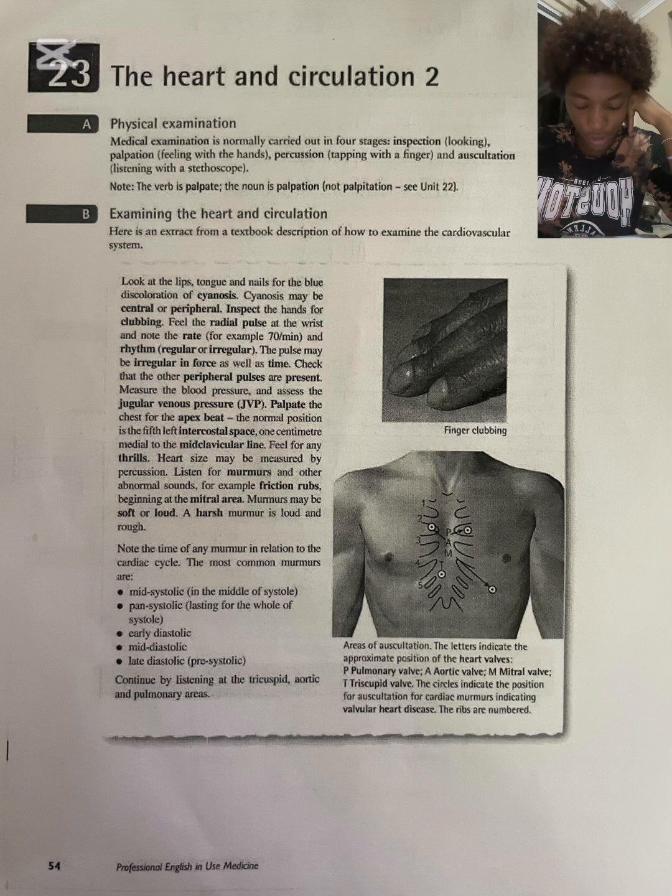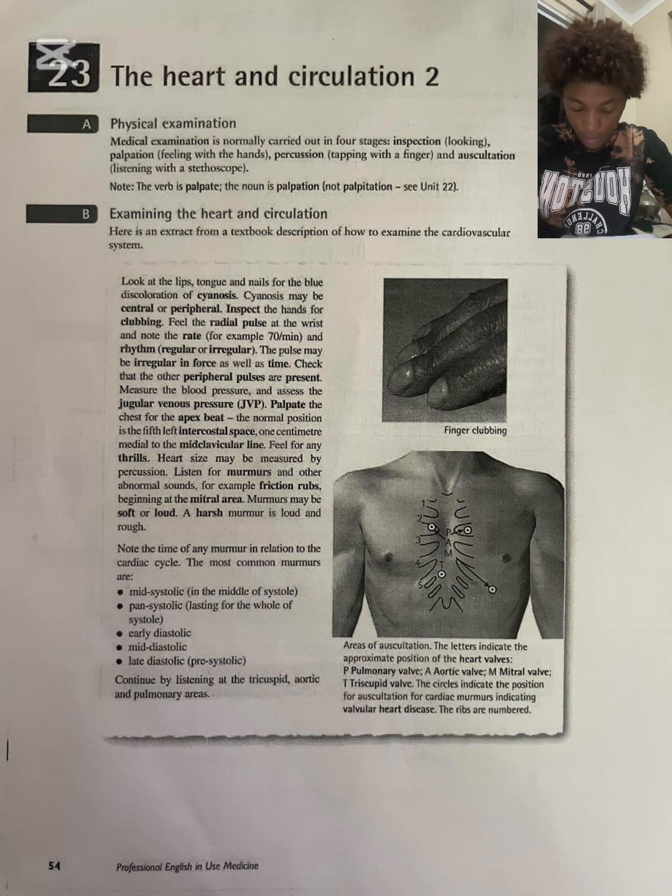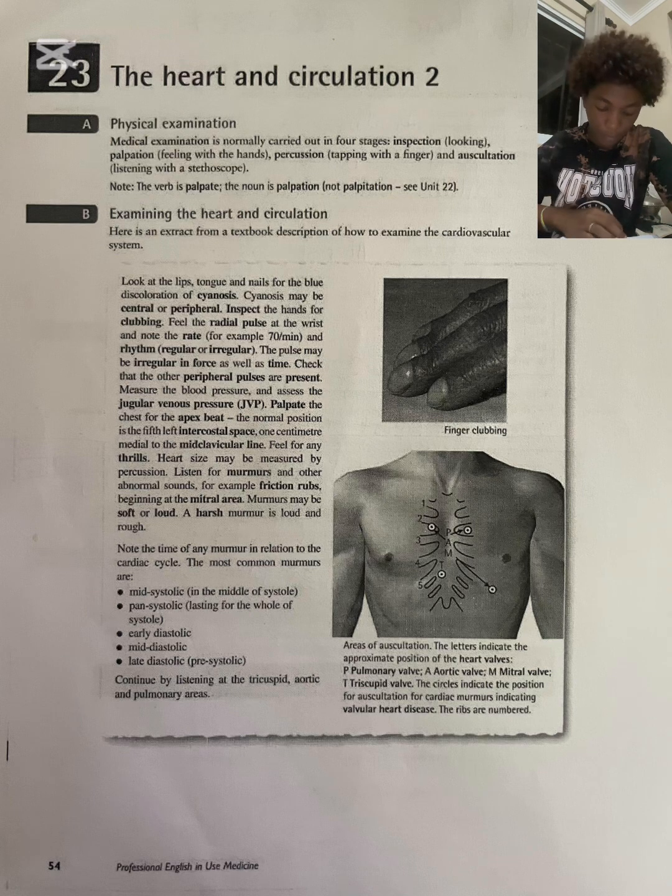For example, friction rubs. Beginning at the mitral area, murmurs may be soft or loud, and harsh murmurs are loud and raw. Note the timing of any murmur in relation to the cardiac cycle. The most common murmurs are mid-systolic, pansystolic, early diastolic, mid-diastolic, and late diastolic. Continue by listening at the tricuspid, aortic, and pulmonary areas.